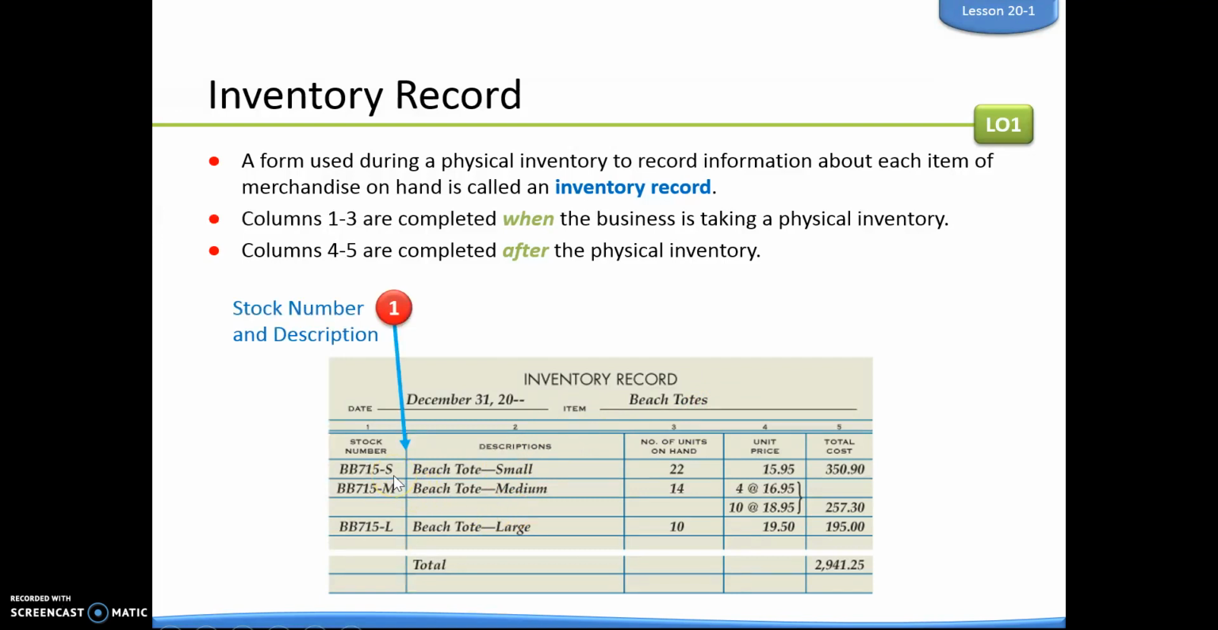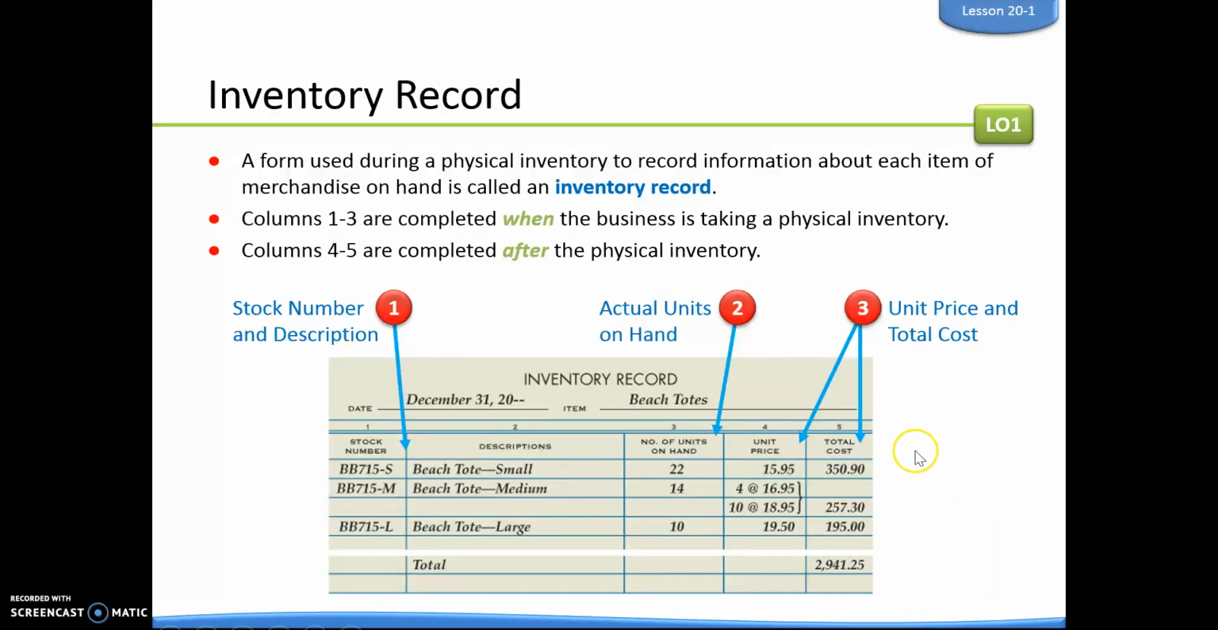So what we have here, columns 1 through 3, are the stock number, description, and then obviously the actual number of units on hand. This is completed when the business is actually taking their physical inventory, going in and actually counting each of these. Columns 4 and 5, where we figure out our unit price and our total cost, are completed after the physical inventory has been done. Now, this is what we're going to learn more about later in this chapter: how to determine unit price and total cost. We'll talk about that later, but what we're thinking about now is just making sure that we record this information correctly when you do your physical count.